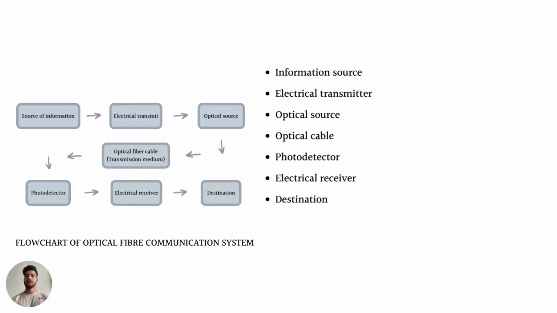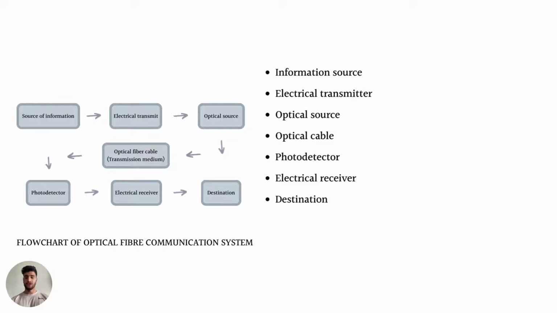Information source. It provides an electrical signal to a transmitter comprising an electrical stage. Electrical transmitter. It drives an optical source to give modulation of the light wave carrier. Optical source. It provides the electrical to optical conversion. It may be a semiconductor laser or an LED. Optical cable. It serves as a transmission medium.